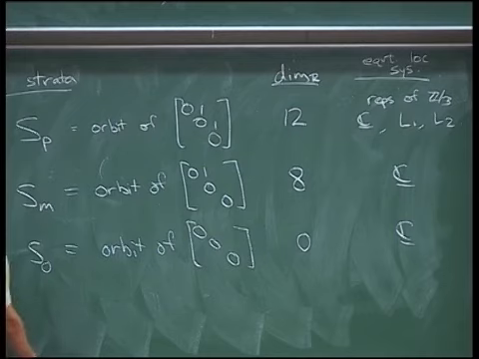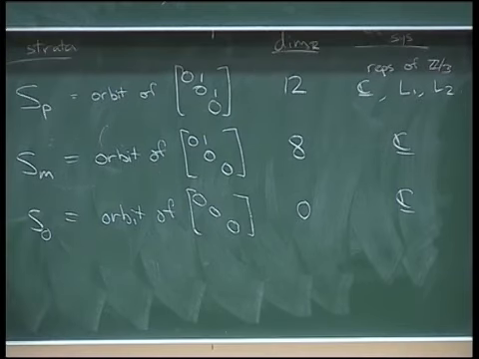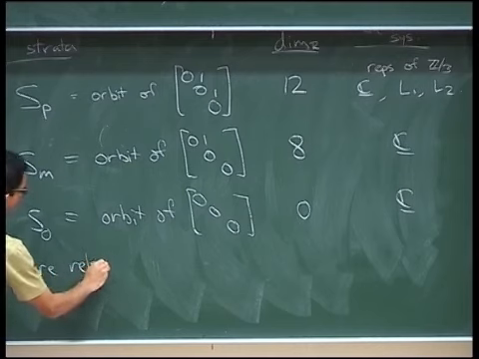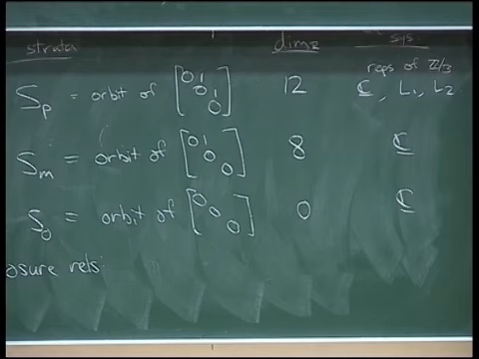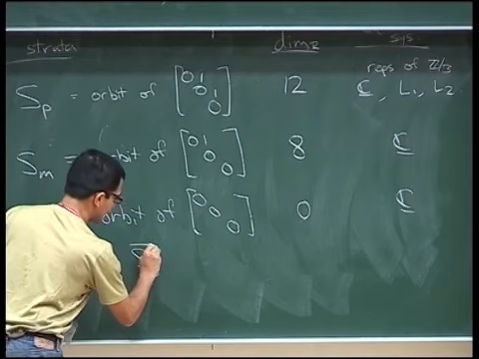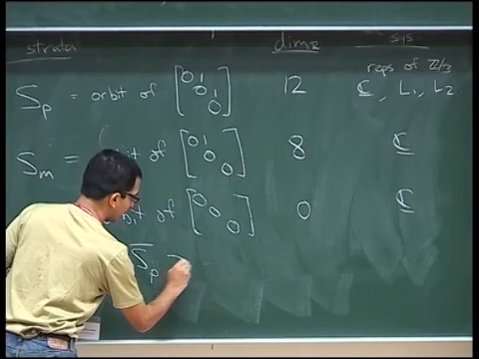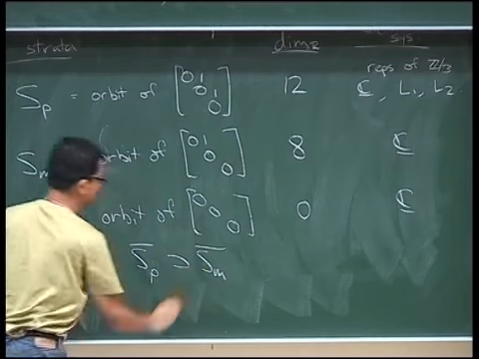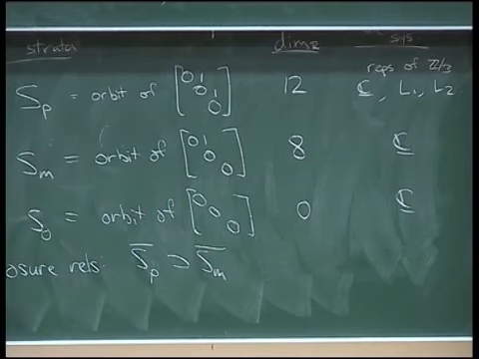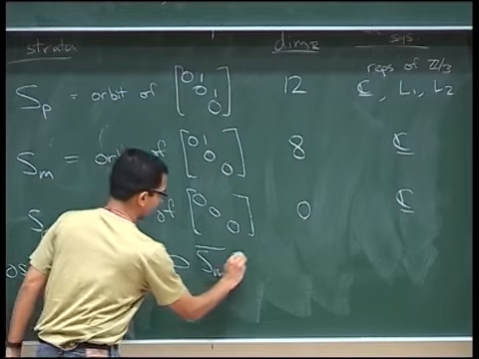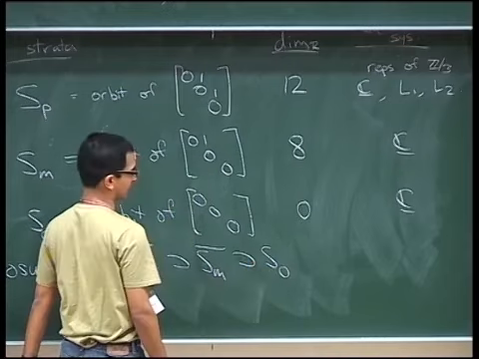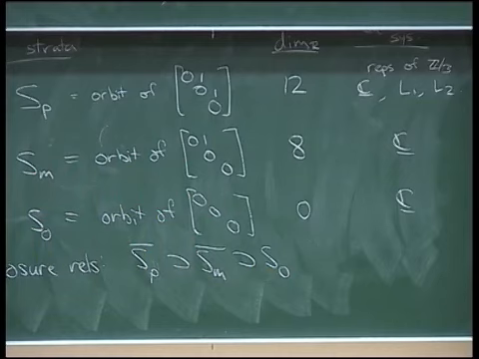And then the closure relations are, well, they're really easy. They just form a line. So the closure of SP is everything. And then, so in particular, it contains SM, whose closure is itself and S0. And S0 is already closed.